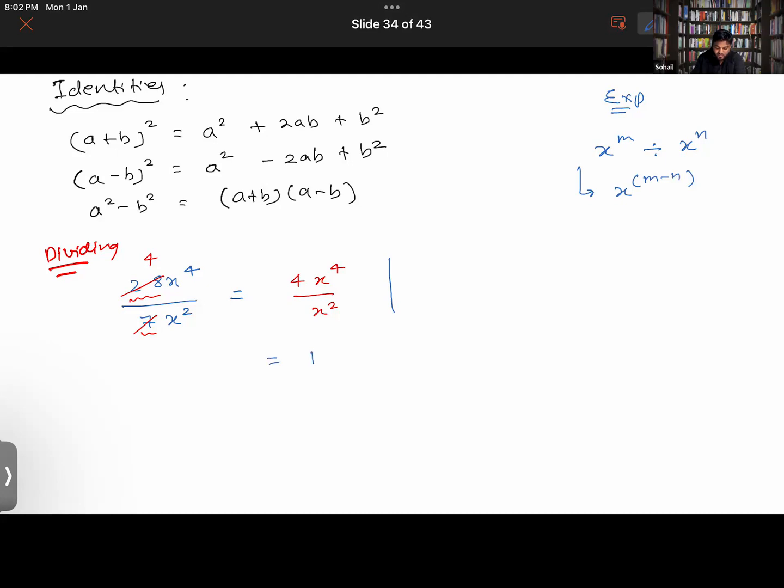So the same thing you would be doing here. x raised to the exponent 4 minus 2. That gives you 4x square. Is that clear to both of you? Yes, sir. It is clear now? Okay, solve a few questions then.